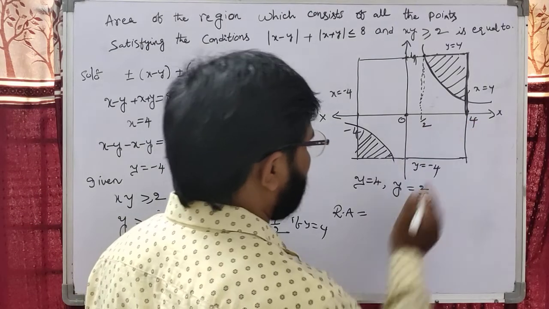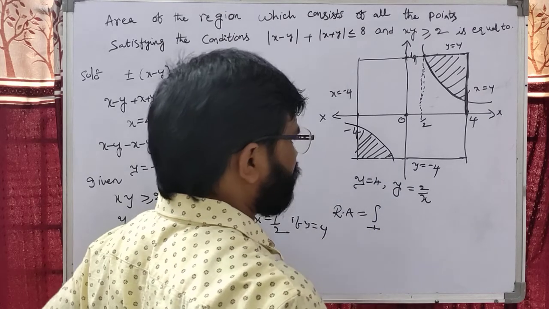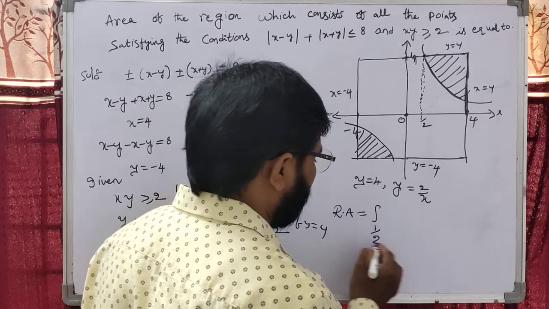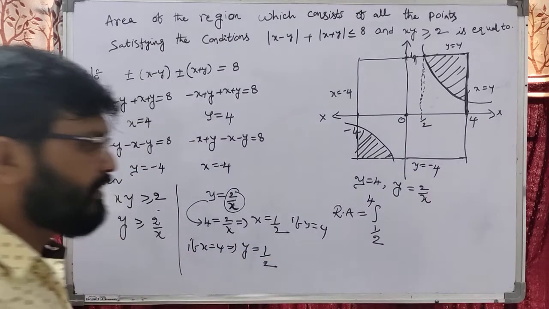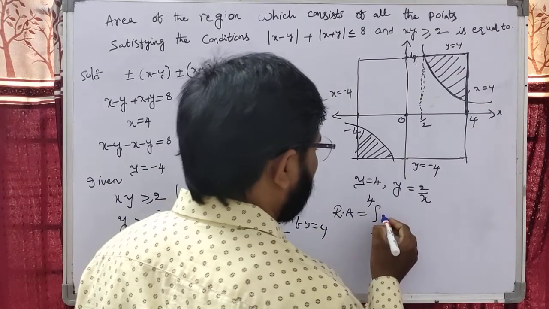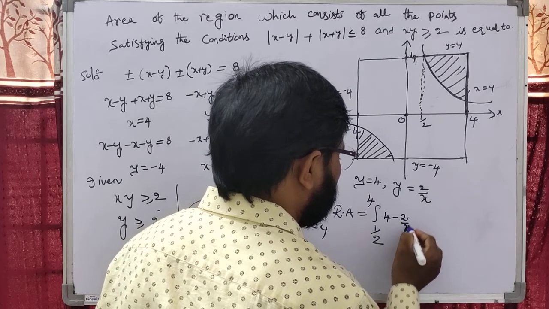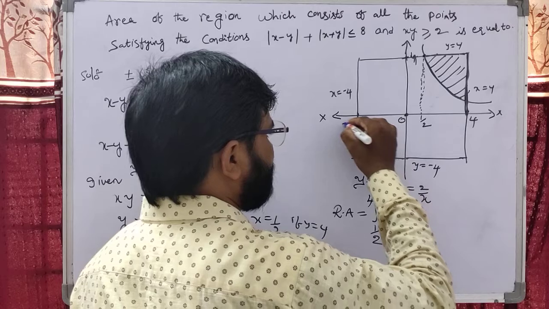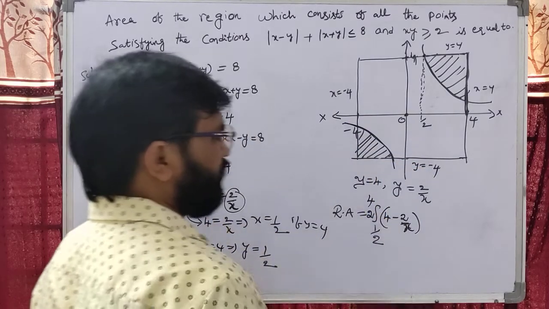The limits we are taking are 1 by 2 to 4. Those are the limits. The upper curve is 4, the lower curve is minus 2 by x. This is one region, and a similar region is there. Dear students, we can write the required area as twice.